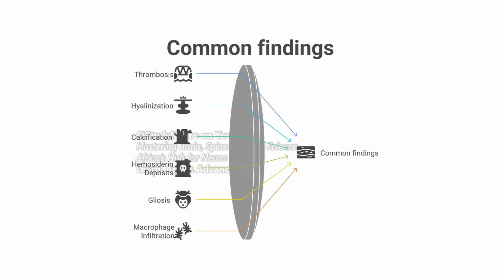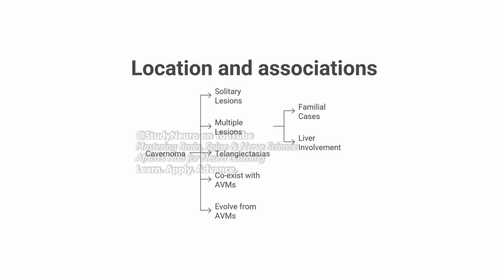Commonly associated findings include thrombosis, hyalinization, calcification, hemosiderin deposits, gliosis, and macrophage infiltration. Cavernomas can occur in both intracranial and spinal locations.